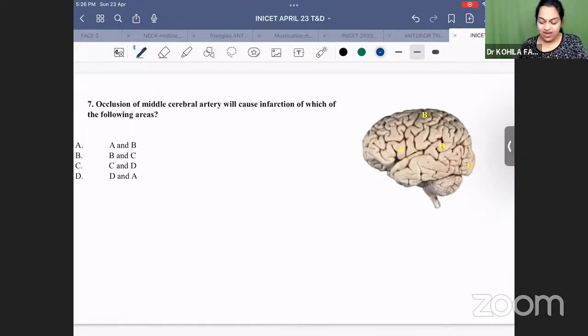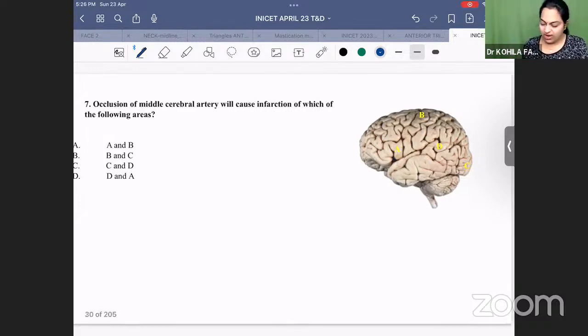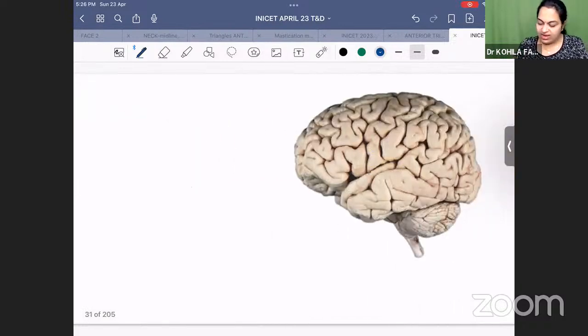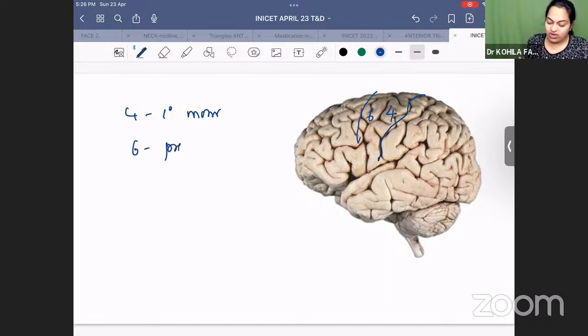It's easy, right? Occlusion of the middle cerebral artery will cause infarction of which of the following areas? Sometimes instead of the image, you can get a list of the functional areas also. So what are the functional areas? You'll tell me the number as I mark it. So this is the central sulcus. Area 4 is the primary motor cortex. And area 6 here, the premotor.